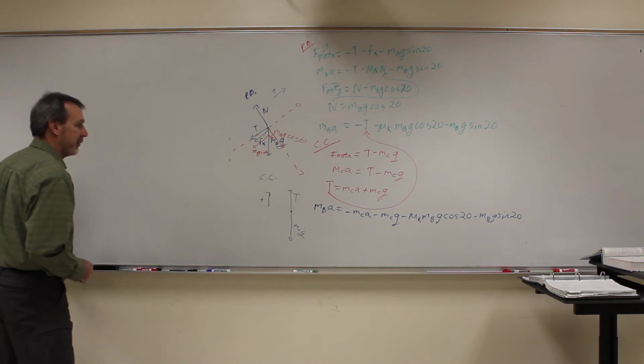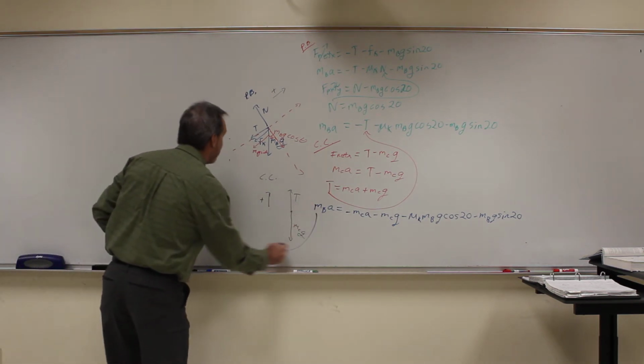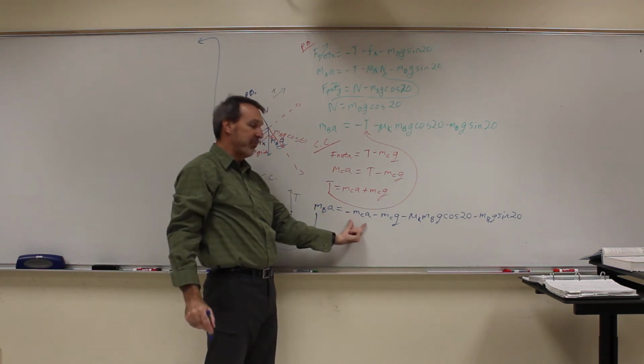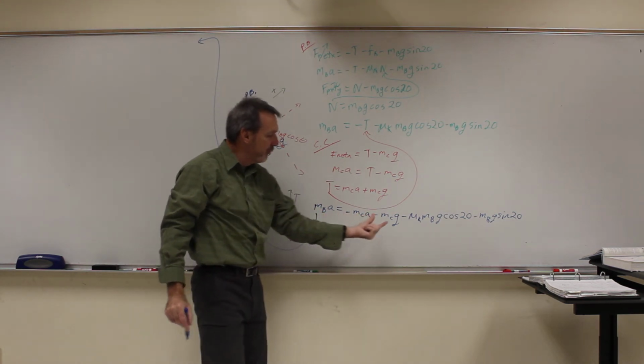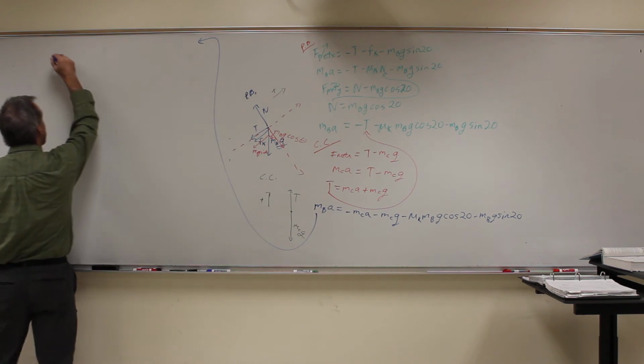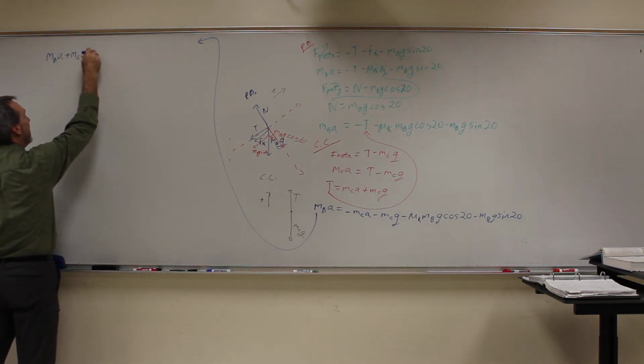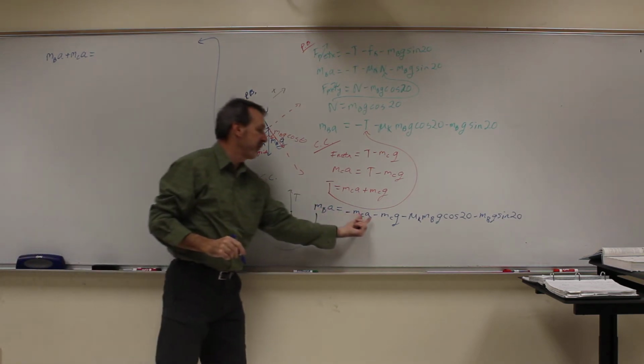Leave the free body diagrams. So we're going to move all this up to here, but I need to get the A's on the same side. So I'm going to move that over to this side and then rewrite the whole thing over here. So I'm going to end up with MBA plus MCA is equal to. So I just move this over to that side.